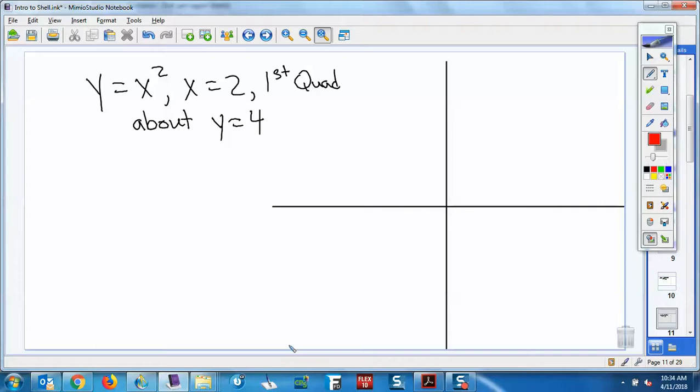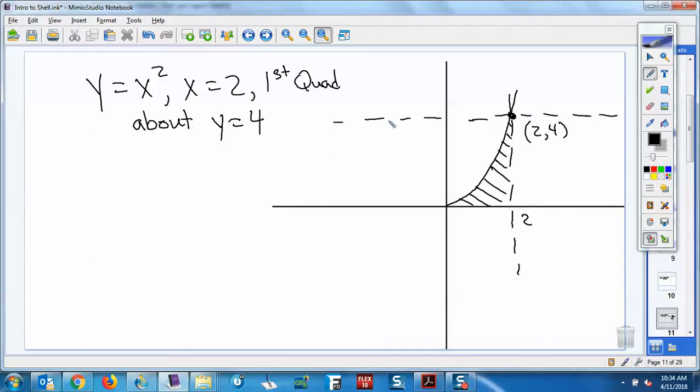Let's do this one more and let's just look at one where that is the case. So let's take here, let's take y equals x squared. It says in the first quadrant, here's a line x equals 2. What would this point be up here? 2 what? 2, 4. And we're going to revolve around y equals 4.